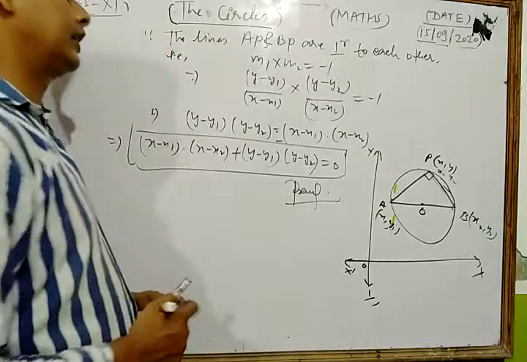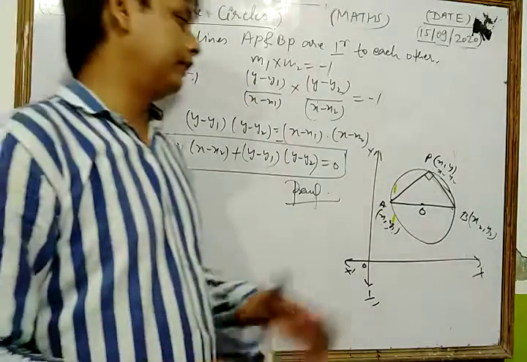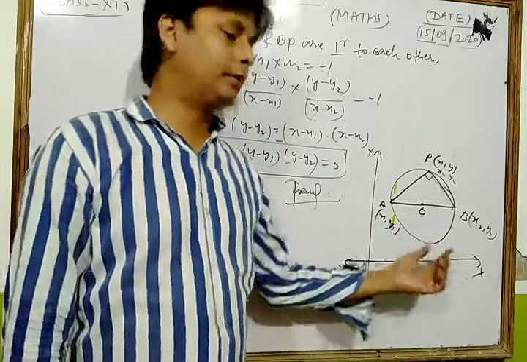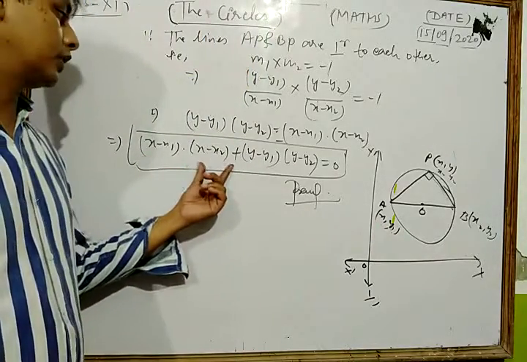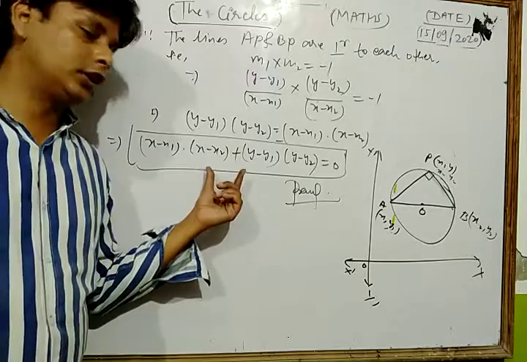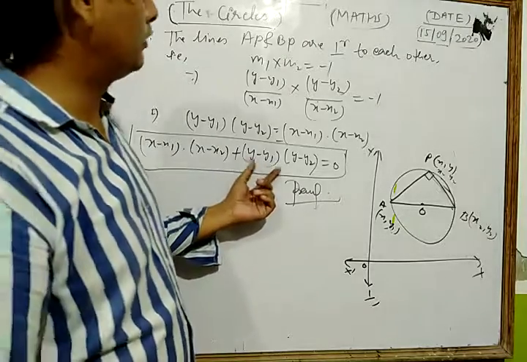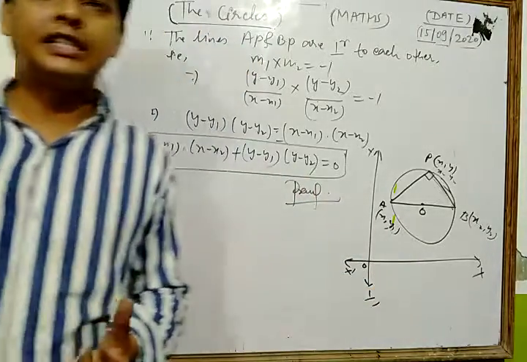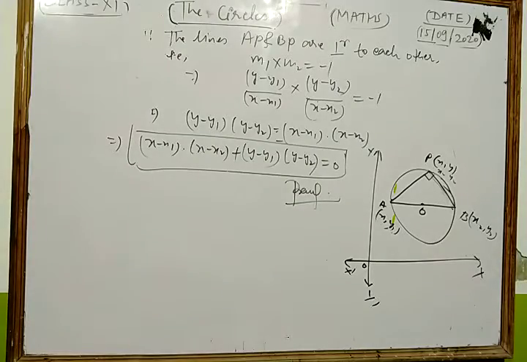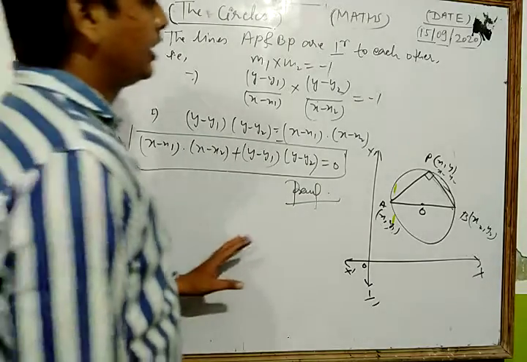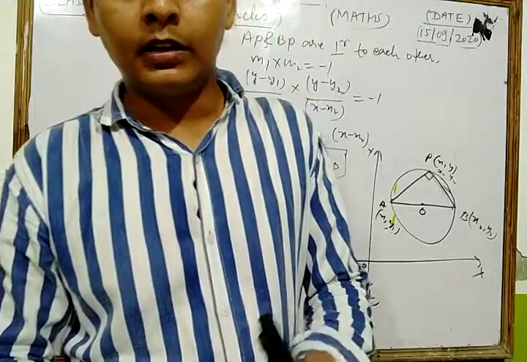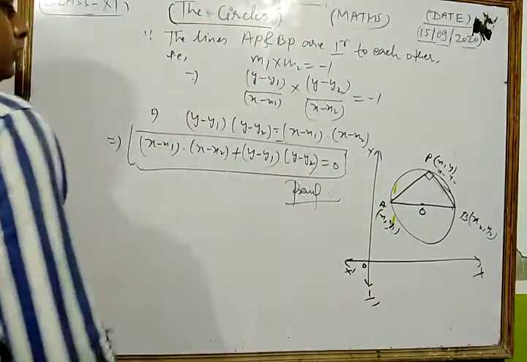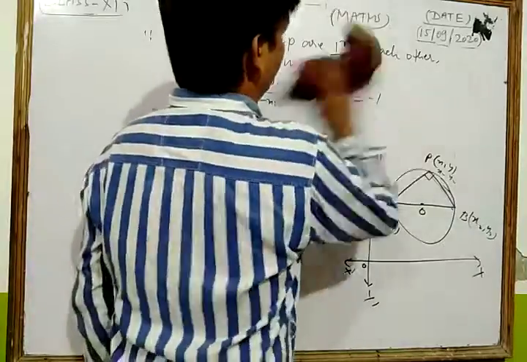So in this way, the equation of a circle having the endpoints of its diameter as x1, y1 and x2, y2 is given by the relation x minus x1 into x minus x2 plus y minus y1 into y minus y2 is equal to 0. Now we take one question based on that topic, and then we complete the whole chapter of circle.